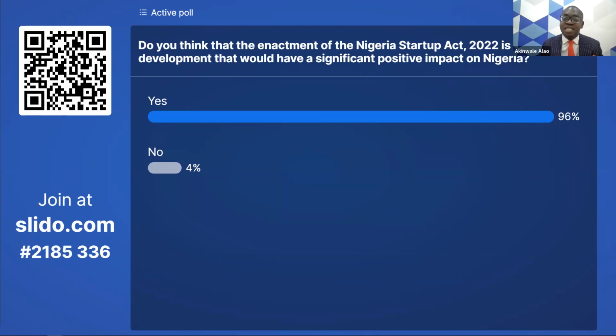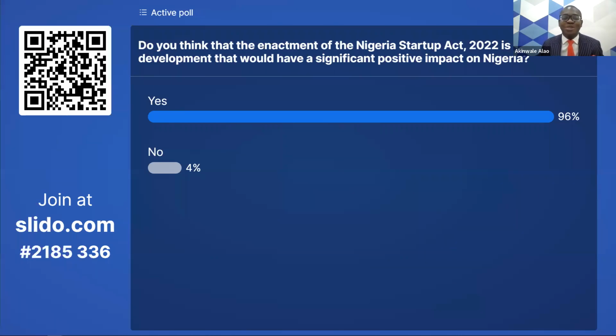Do you think it would have a significant positive impact on Nigeria? Will it help us grow the economy? Will it have an impact on employment? Will it result in revenues for the government? Nigeria is currently in a dire state revenue-wise. So we need to be sure that the pieces of legislation coming in would move the needle, would make an impact. Okay. I think many people think that it would have a positive impact.